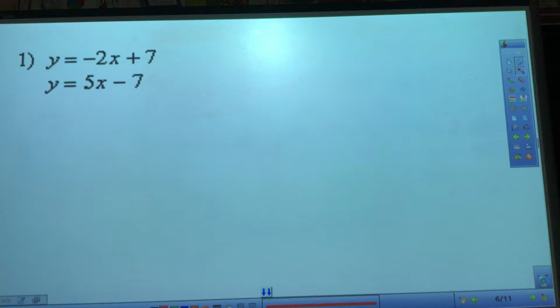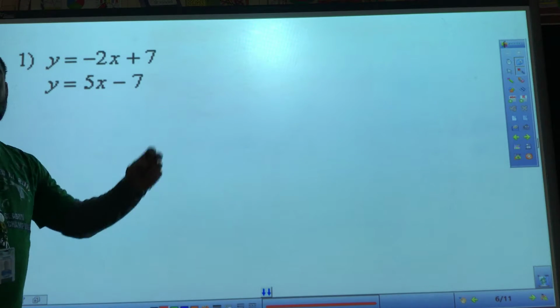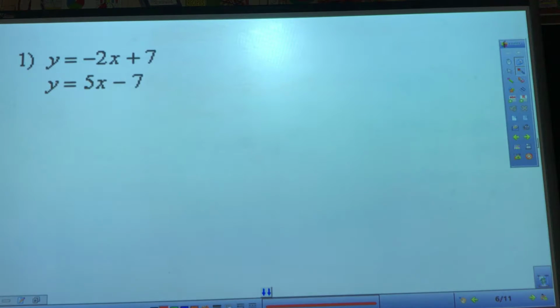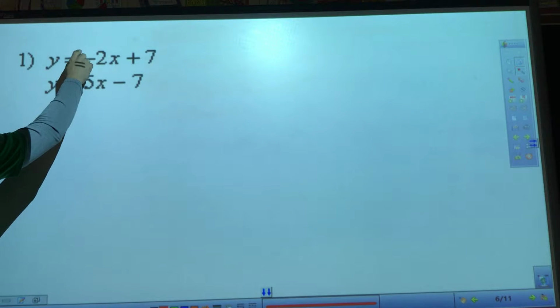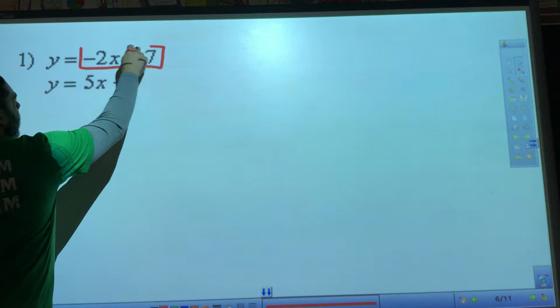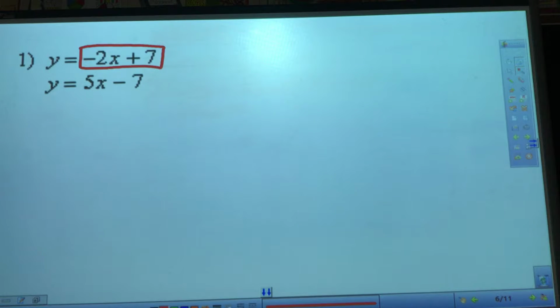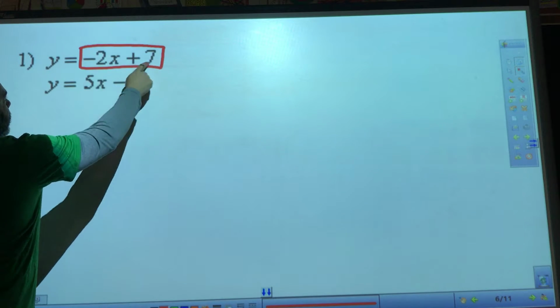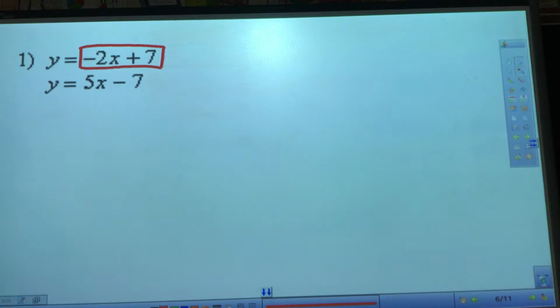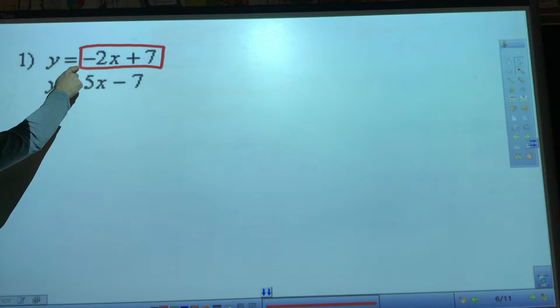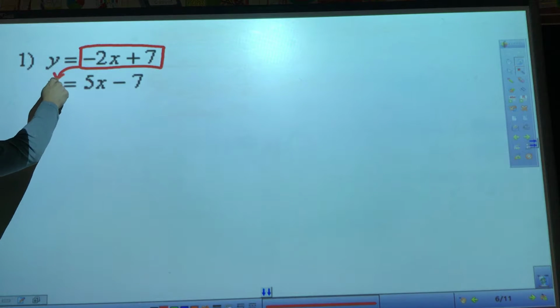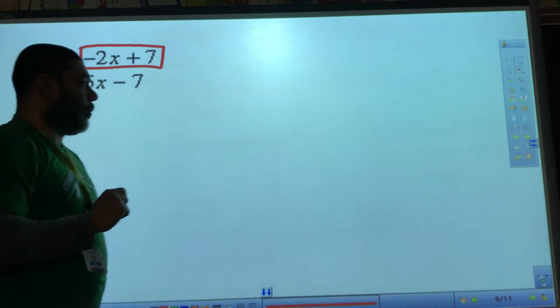Well, in my mind, I need to decide which one is going to be considered my solved equation. They're both solved. Which one's my solved equation? When they're both solved, I just say, okay, there's my solved equation. Well, I see it says y equals, so I'm going to substitute this in for y in my other equation. I'm going to take what y equals and put it in place of that y.